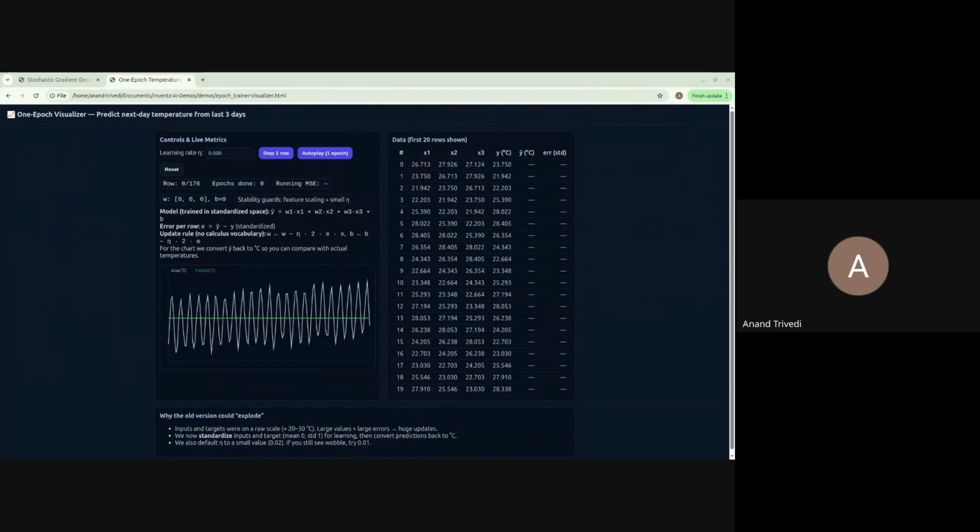So y hat will be calculated as follows. You see W1, weight 1. I will have initial W1, W2, W3 and initially they are 0. All of them are 0. So I start with 0, or you can start with any random number. So W1 into X1 plus W2 into x2 plus W3 into x3. You can assume that these are the weights of individual parameters.